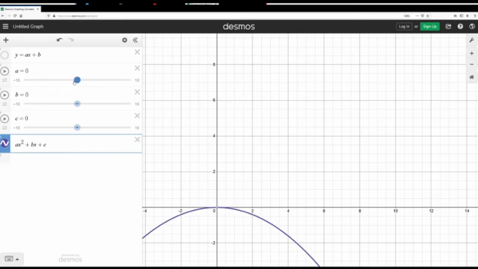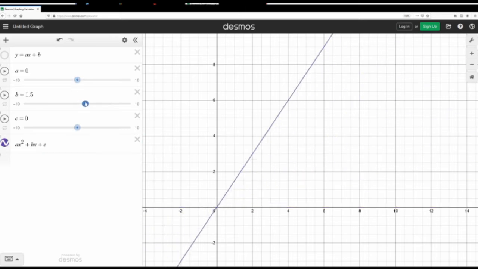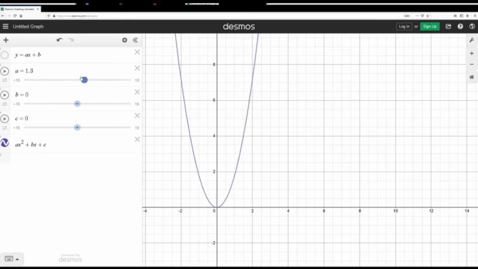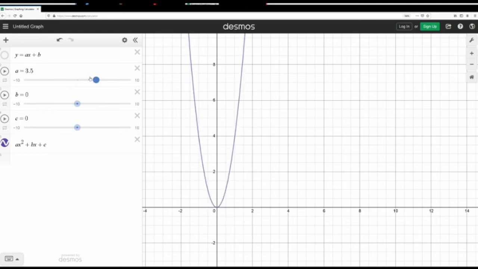And again, if a equals 0, we've got nothing, and of course this isn't going to be true if I increase b. This is where I'm going to get a linear equation. But when we talk about a quadratic equation, we always assume that a is not equal to 0. Otherwise, it's pretty useless. So yeah, I can play with that, and I can get a growth rate. And see that when it's negative, it opens downwards. When it's positive, it opens upwards. So that can be kind of interesting.